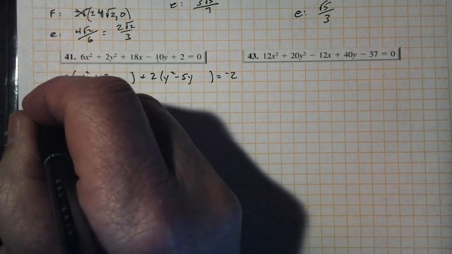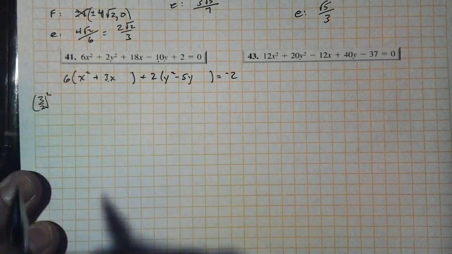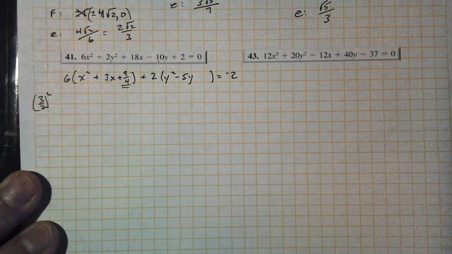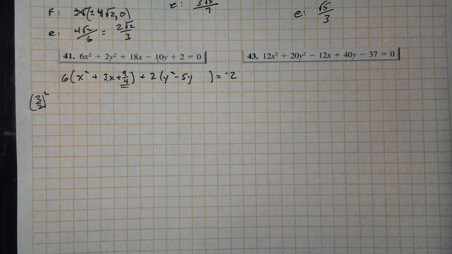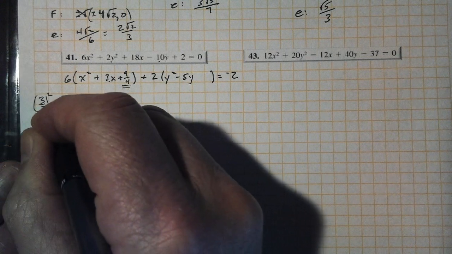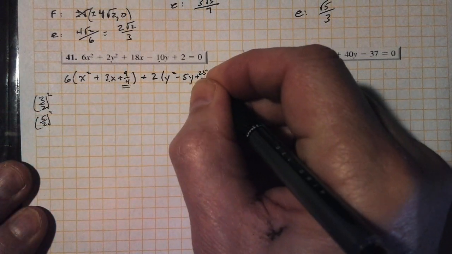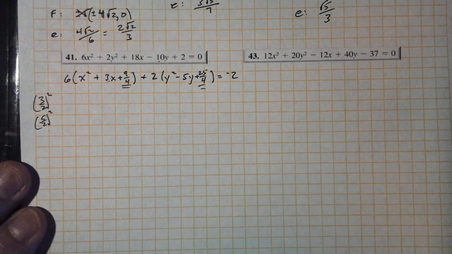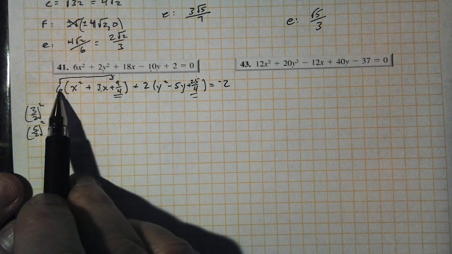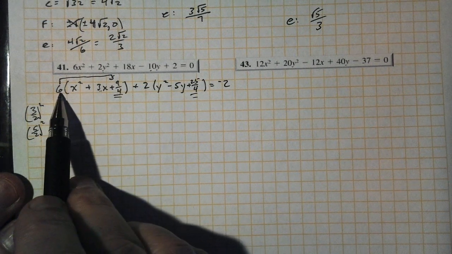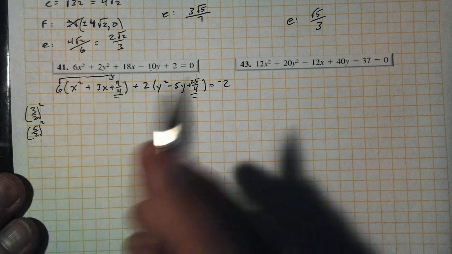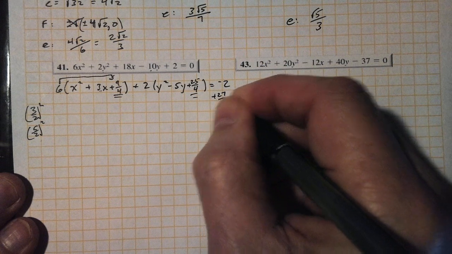Okay, I need to take half of 3, that's 3 halves, I need to square it, 9/4, and put it right here. I like to underline it with 2 lines just to remind myself, hey, I just changed the equation. Half of 5, 5 halves squared, plus 25/4. I just changed the equation. What did I really just do here? I really just added 9/4 times 6, or 6 and 4 reduced to 3 and 2, 3 times 9, plus 27 halves.